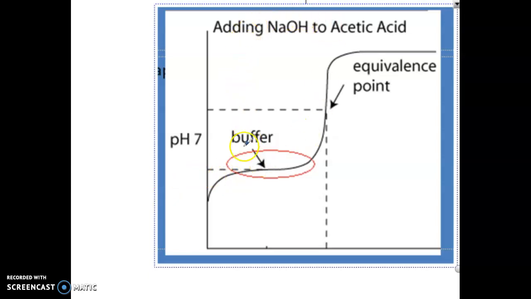So here we have an acetic acid titration. That buffer region, if you remember I mentioned, was the time before it swoops up into this equivalence point line. Every weak acid or weak base has its own buffer region. So this is the point where you have toggling happening back and forth.